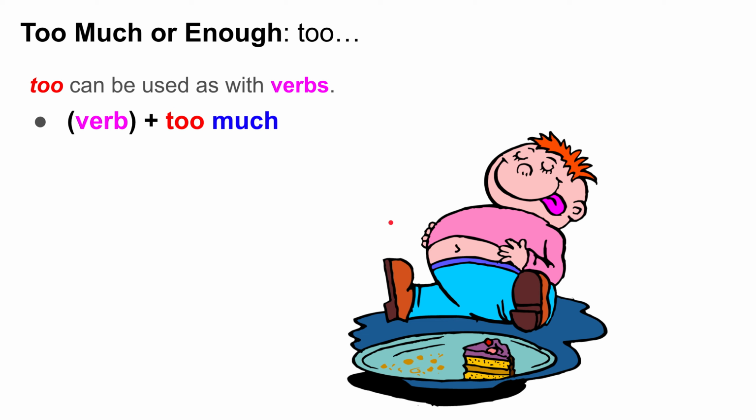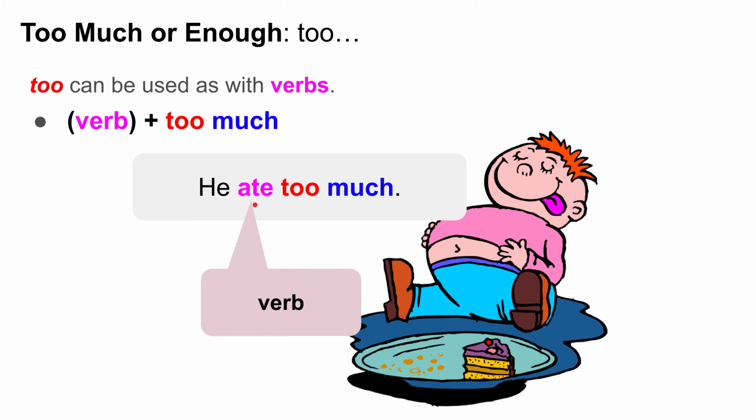Moving forward, too can also be used with verbs, and it usually follows the verb. So verb plus too much. We use too much after the verb. It has to be too much. So for example, he ate too much. Here the verb is ate.